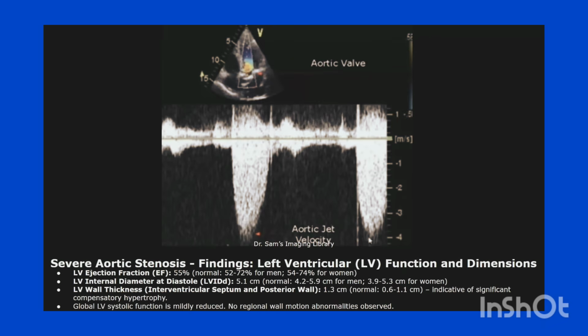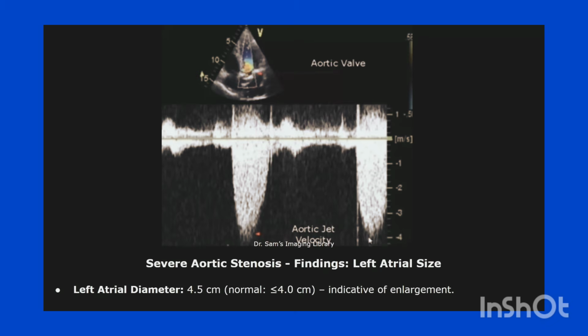The LV internal diameter at diastole is 5.1 centimeters. The LV wall thickness is 1.3 centimeters, indicative of significant compensatory hypertrophy. Global LV systolic function is mildly reduced. No regional wall motion abnormalities observed. The left atrial diameter is 4.5 centimeters, which is indicative of enlargement.